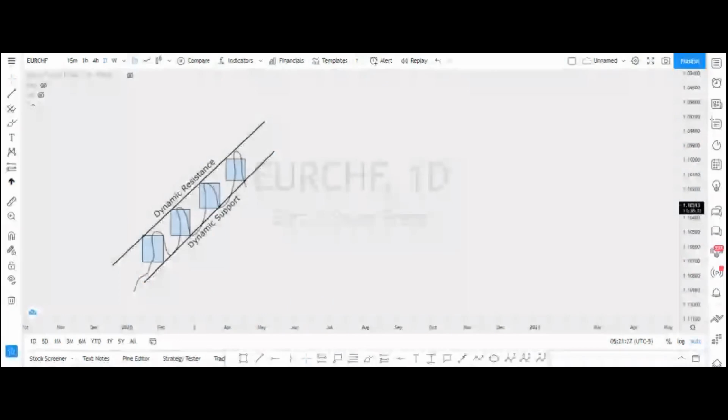So you see now, when the dynamic support and dynamic resistance come together, they form a what? They form a channel, right? Look at it. Price is trading, or the students are moving, in a certain path. That is what we call a channel. So this is price and it's moving in a certain path. So this is what? A channel. Do we understand that?